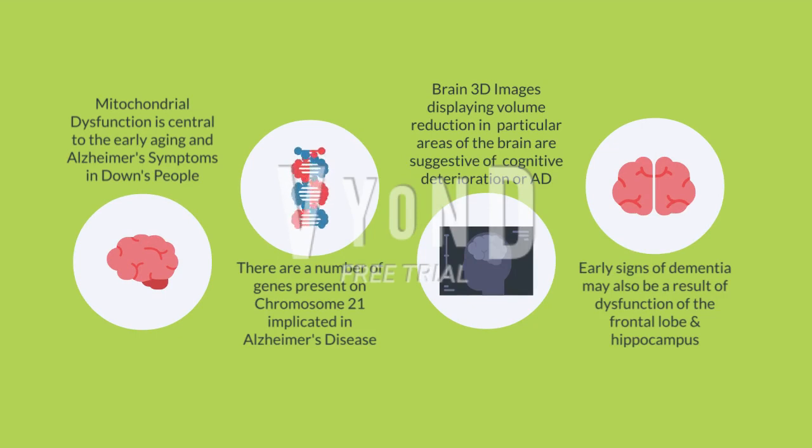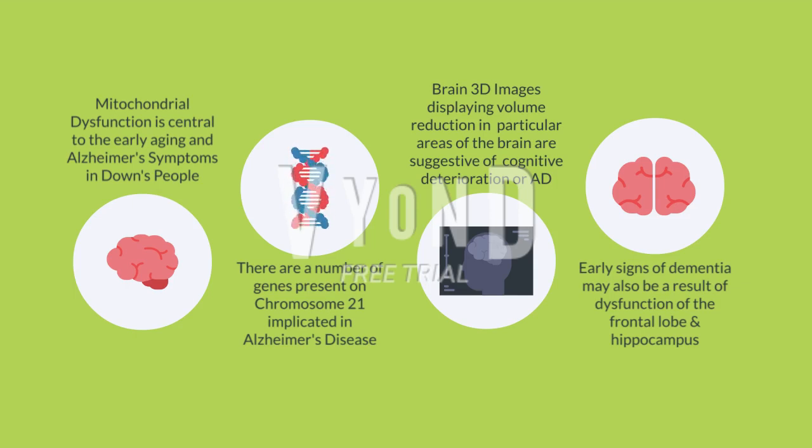Mitochondrial dysfunction is noted to be the reason for the decreased oxidation of the brain. Additionally, there are a number of genes present on chromosome 21 that have been implicated in Alzheimer's disease, including superoxide dismutase 1 and beta secretase 1. Therefore, the presence of an extra copy of this chromosome directly leads to an increased risk of Alzheimer's disease.